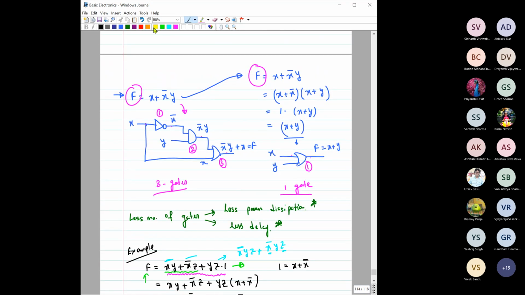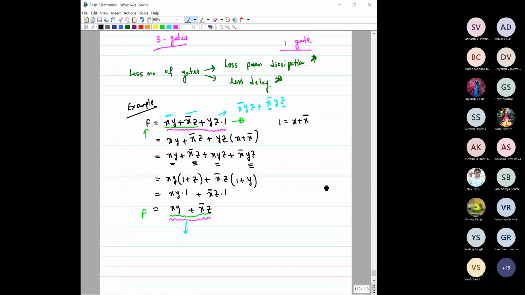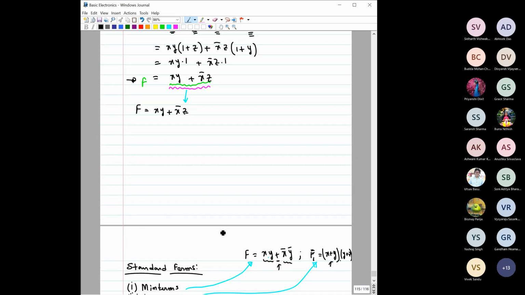So let us take this example only. F equals, finally what we have seen, x bar z. Then if I ask you, can you make a truth table of this function? Can you make a truth table for this function? If yes, how can you?